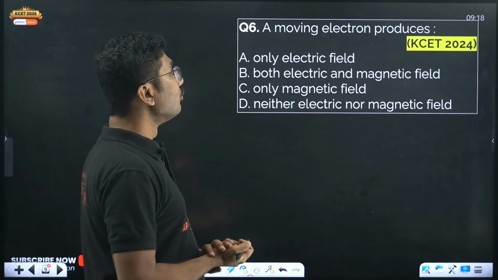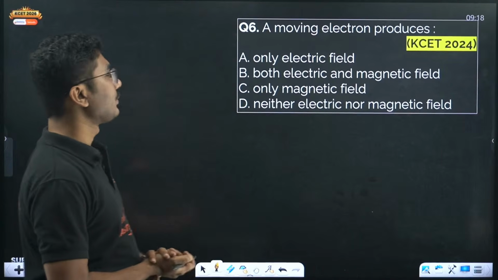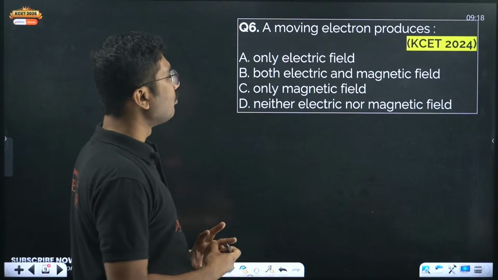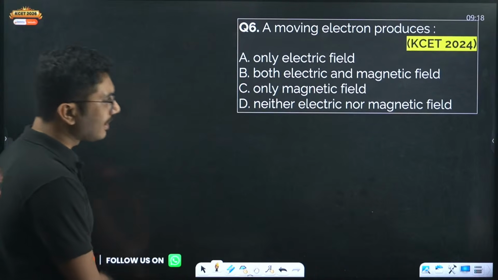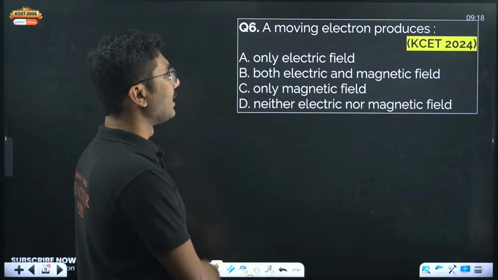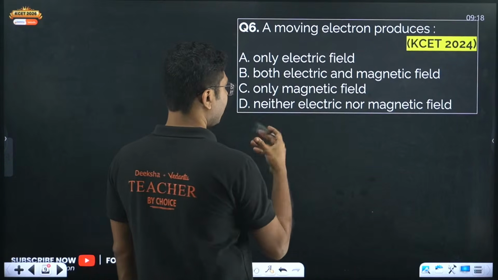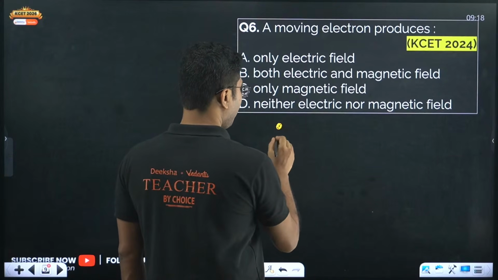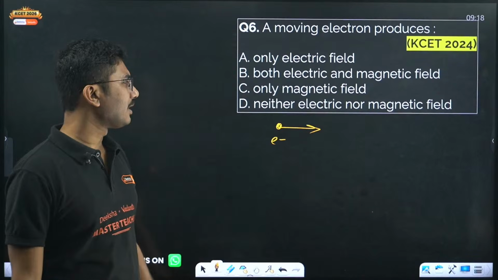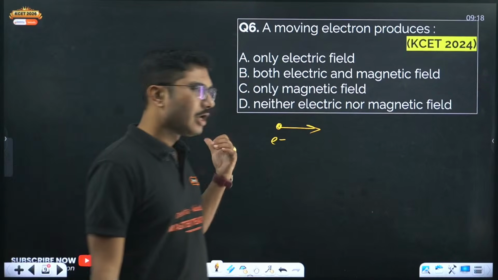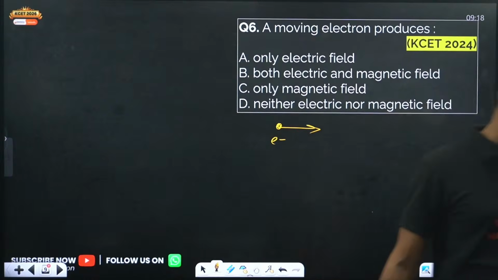Now, a moving electron produces: only electric field, both electric and magnetic field, only magnetic field, or neither electric nor magnetic field. Okay, so a moving electron is obviously a charged particle. A charged particle will have an electric field on its own. Now when it is moving, what will happen?